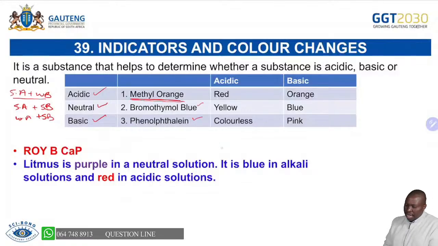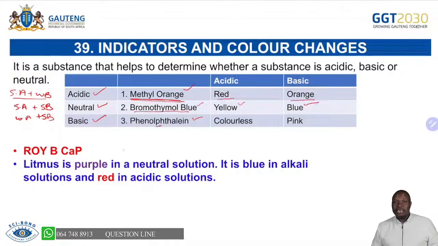Now, if we're using methyl orange here, we're expecting the color to change from red to orange. If we are using bromothymol blue for neutral solution, the color will change from yellow to blue. If we are using phenolphthalein, remember the pH is silent there. So it's phenolphthalein, the pH is silent. Now the color change will be colorless to pink.